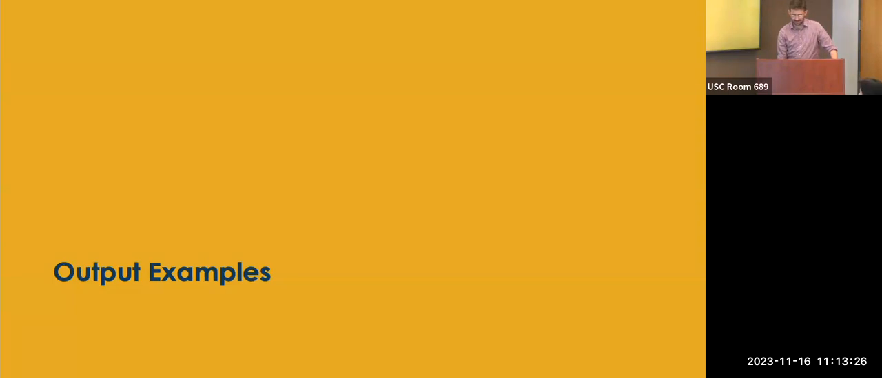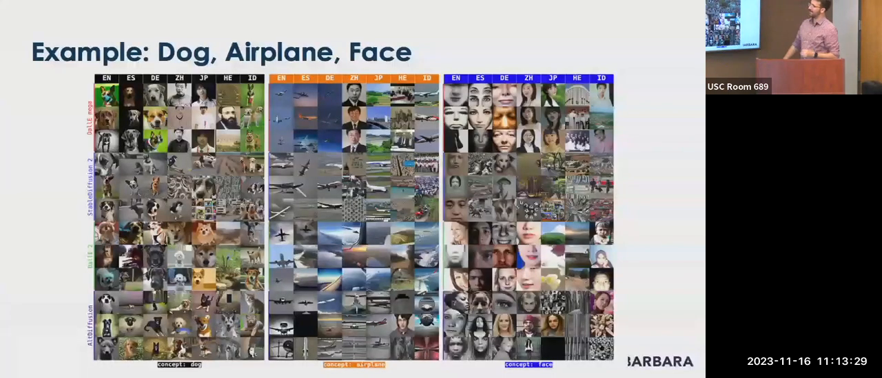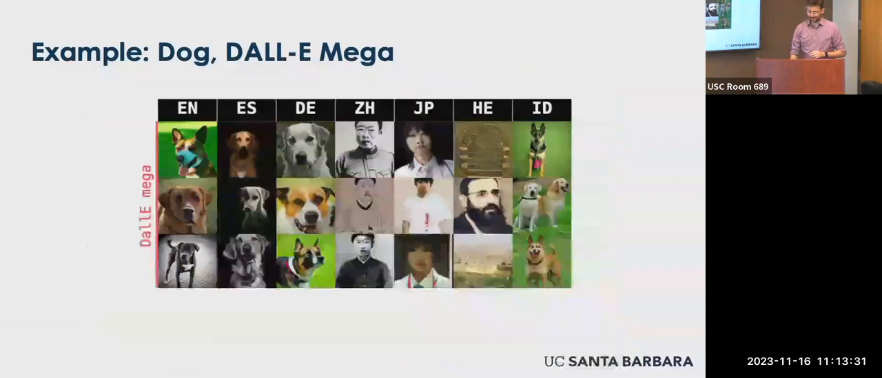So then we have some examples from the output. So this is the top figure from the paper. I'm not going to make you look at it this close. We'll zoom in. So there's a lot of different things that get captured here. So first off, when we test for dog, in the case of DALL-E Mega, we see that the Latin script languages perform relatively well, whereas the non-Latin script languages we tested, which were Chinese, Japanese, and Hebrew, did not perform as well.